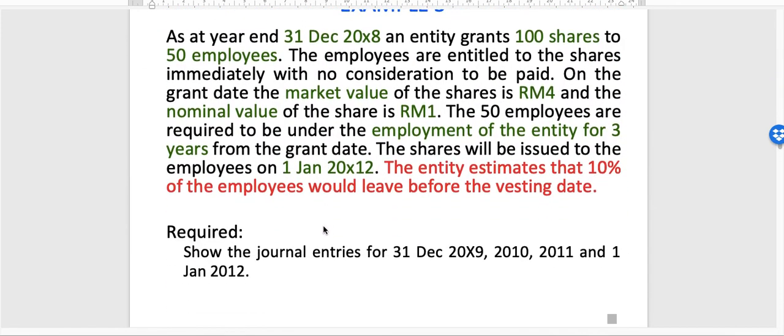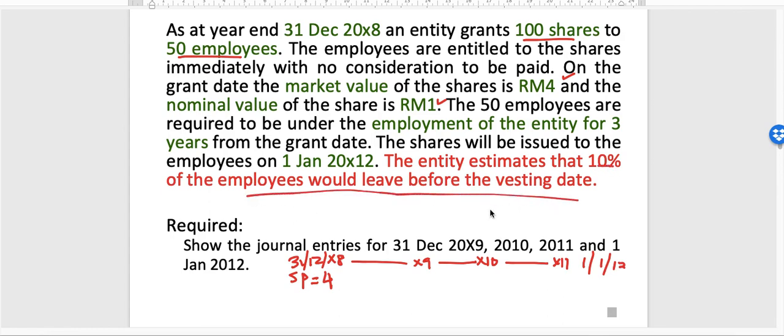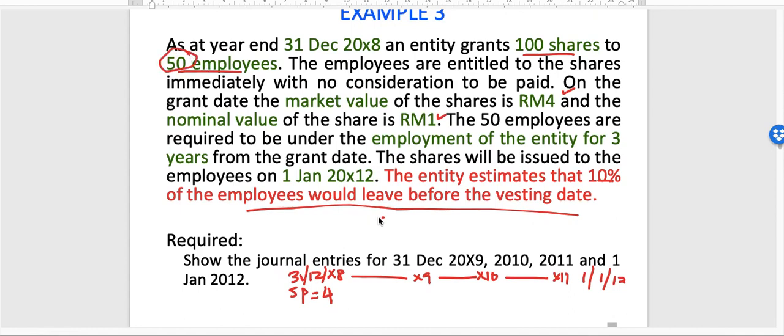As at year end 31st December year 8, the company grants 100 shares to 50 employees. The employees are entitled to the shares immediately with no consideration to be paid. On the grant date, the market value of the share is RM4, and the nominal value of the share is 1 ringgit. The 50 employees are required to be under employment for 3 years, so that will be year 9, year 10 and year 11. The share will be issued to the employees on 1st January year 12. The entity estimates that 10% of the employees will leave before the vesting date. That means not all 50 employees will be entitled. It is only 90% entitled on the settlement date.